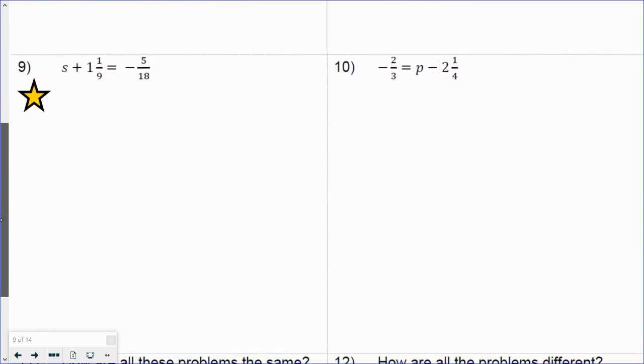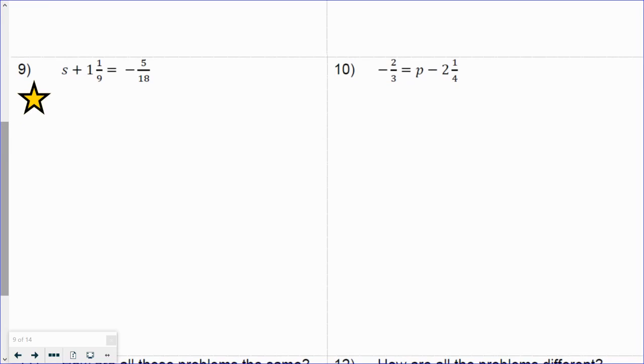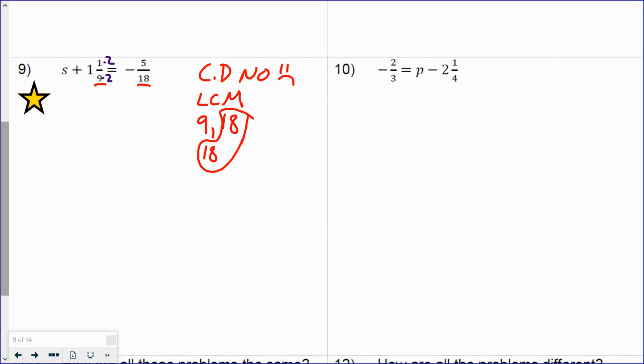All right, number 9, a fractions problem. All right, first thing first with fractions. Do I have common denominators? No. So I have to get a common denominator. We have to find our least common multiple. 9, 18, 18. That's what I want. I like it. So to get 9 to 18, I have to multiply by 2. So I really have s plus 1 and 2/18 equal to negative 5/18.